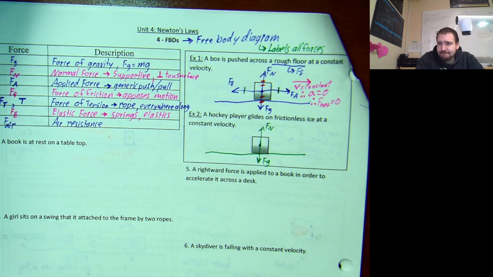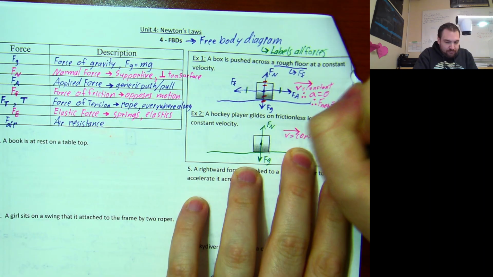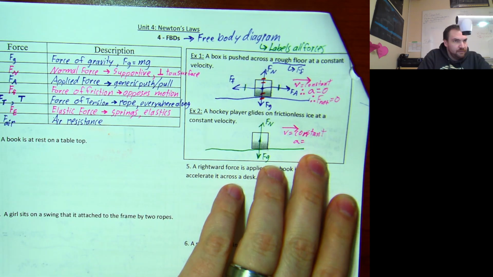So again, let's label, off to the side here, velocity. Which way is it? Sure, okay, we don't know which way, so let's say to the right. So we know here that v equals some constant value. If v is constant, acceleration is going to be 0, which means F net is also 0.